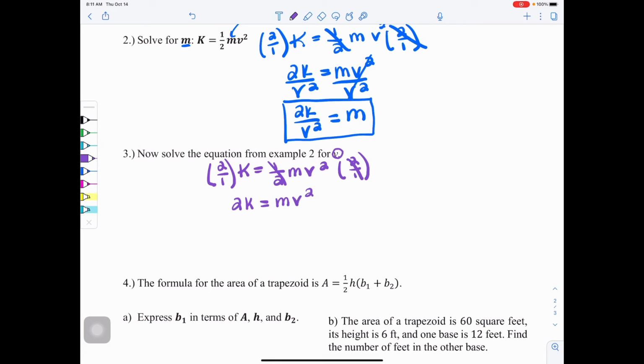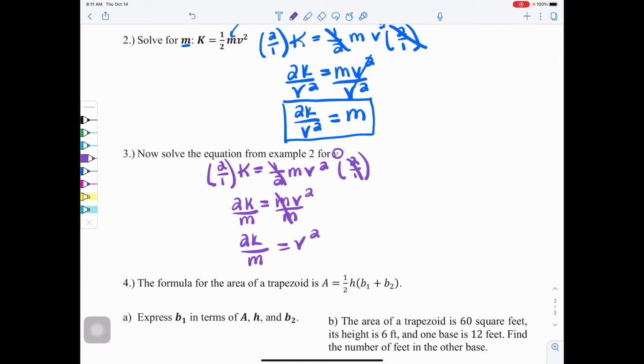This is where the steps are going to change. I'm trying to isolate v now. So that means I don't want the m to be there. So I'm still going to be using division, but this time I'll be dividing by m to eliminate it from that side. So this will be eliminated, and I end up with 2k over m equals v squared.